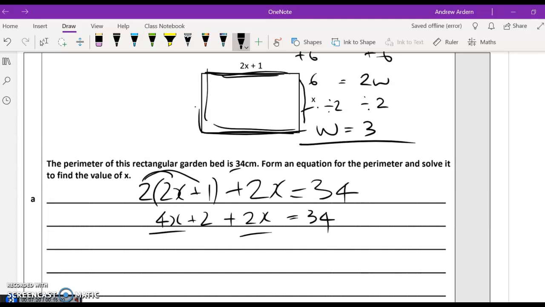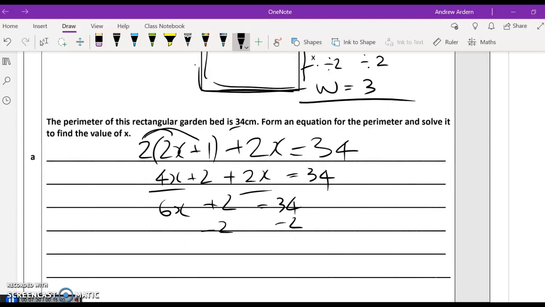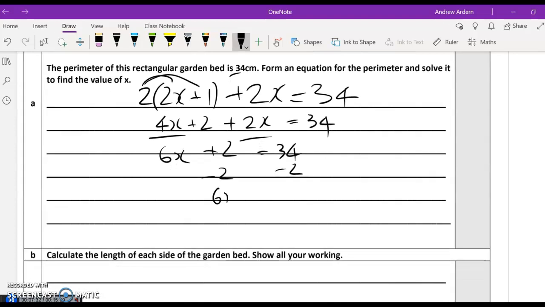Collect the x's. I have 6 of them. Take away 2, take away 2. I think it comes to 5 1/3, yeah. Divide by 6, divide by 6. X equals 5 1/3. Or you can write it as this. Preferably 5 1/3.